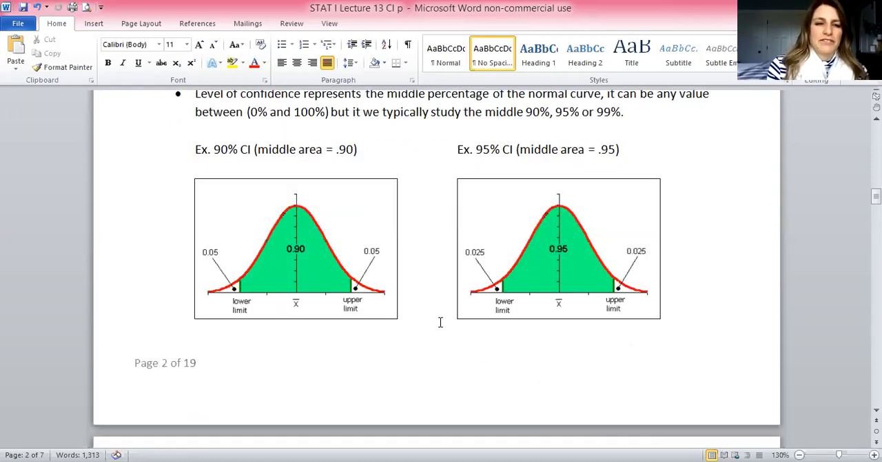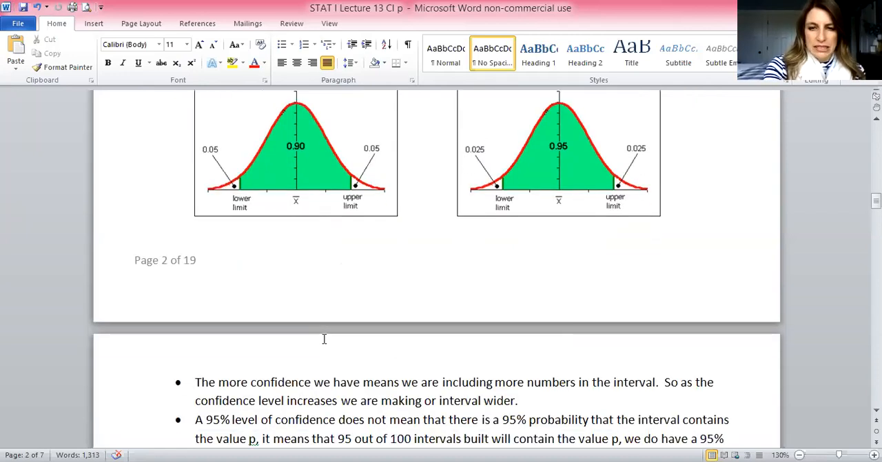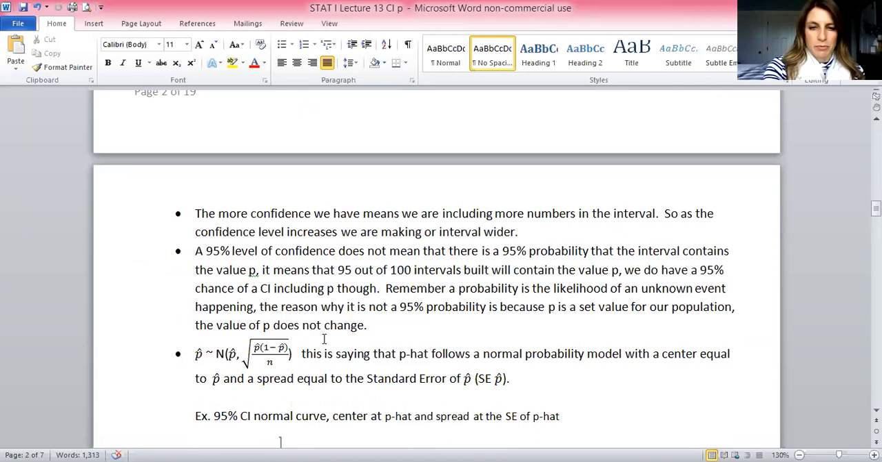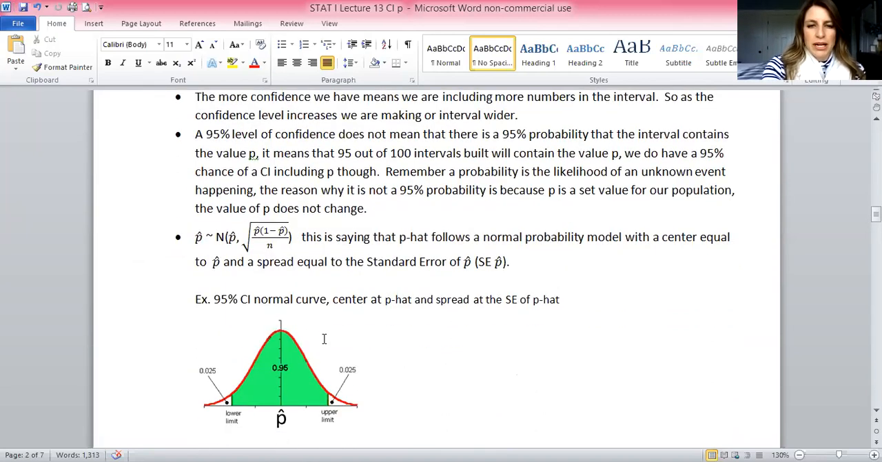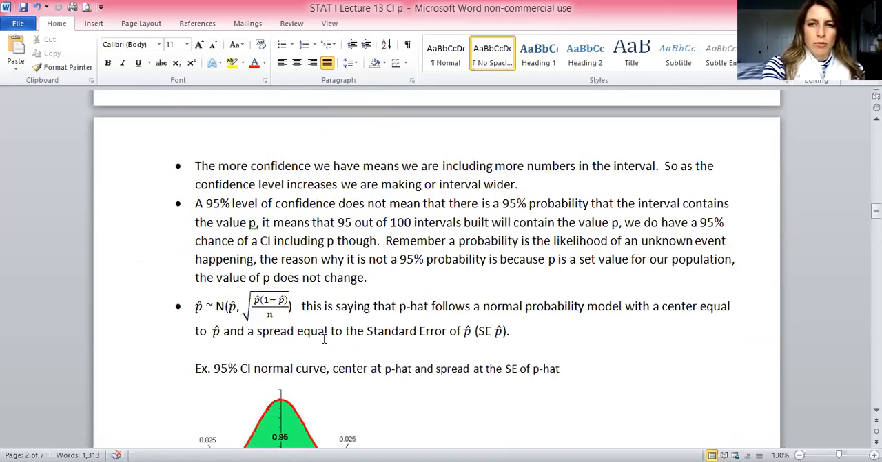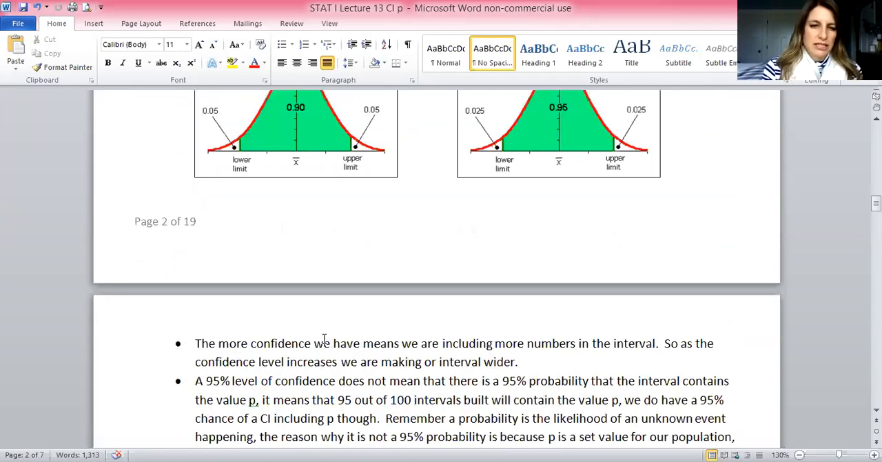For this first example, if we're looking at the middle 90%, we have 10% in the tails. Since it's centered, that means we have 5% in each tail. The area in the tails is what we call alpha. And that value alpha, we divide by 2 because we have 2 tails. When we get to that, I'll mention it again.